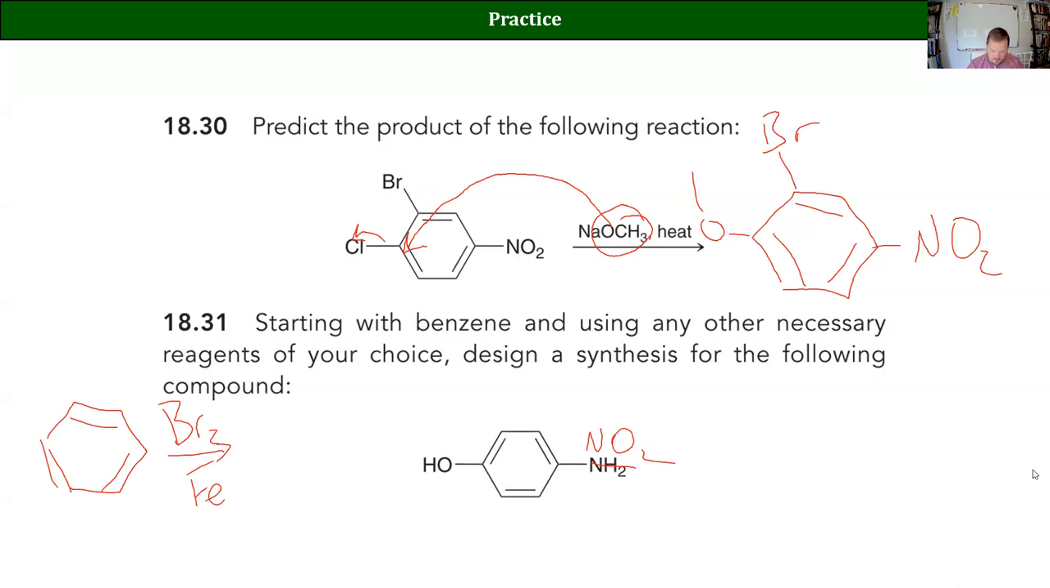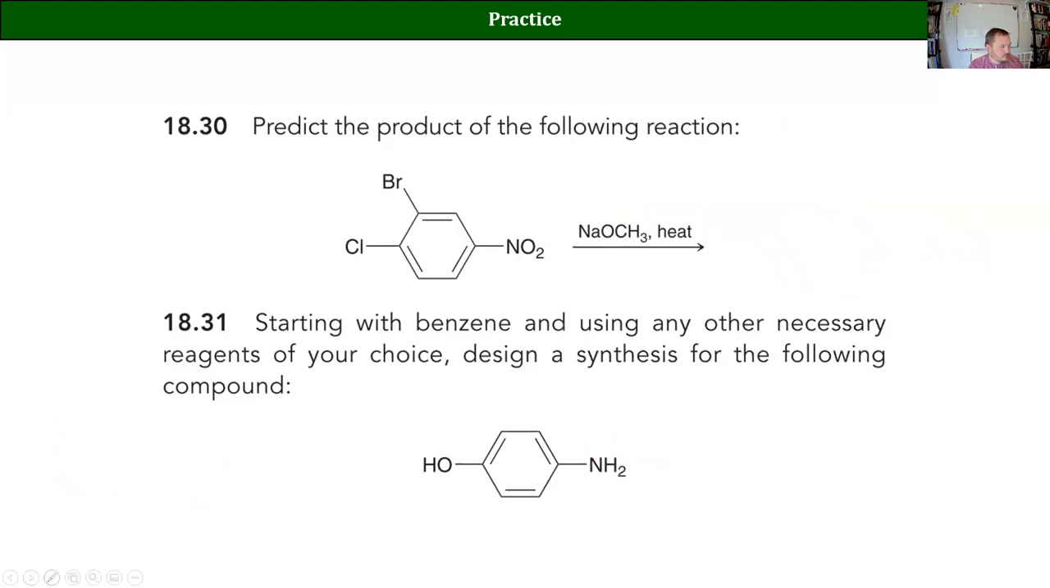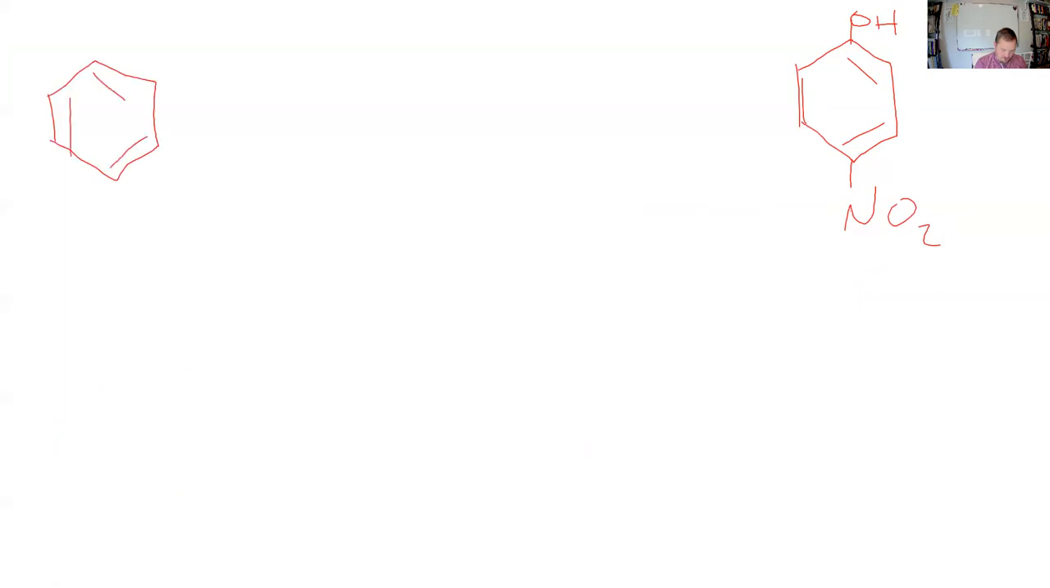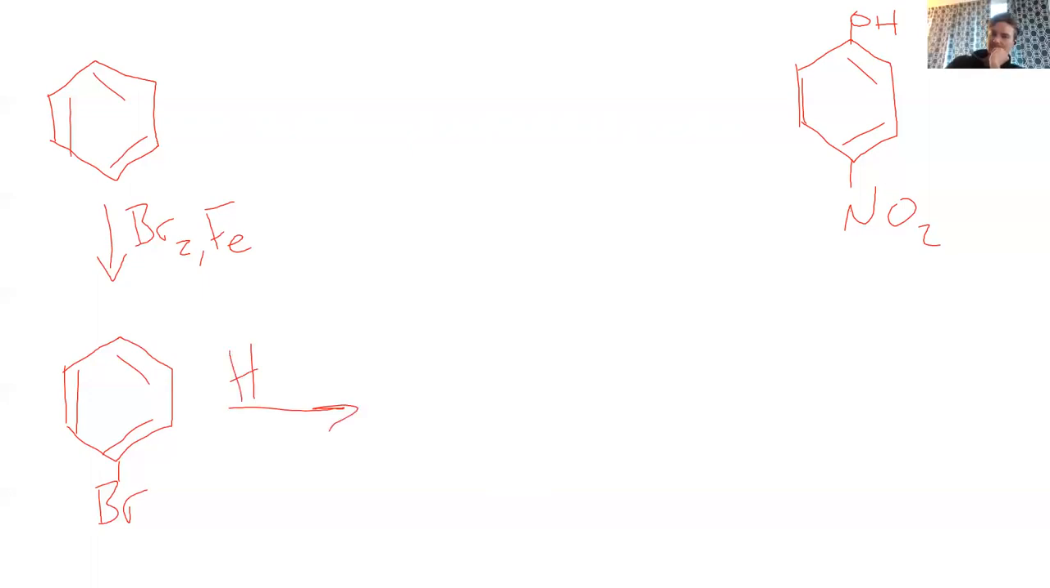And actually, let me clear this and get a white screen here. So we're trying to get to para-nitrophenol. So if we start with benzene, bromine and iron will give us bromobenzene. Then what do we need to do? The nitric acid and sulfuric acid. Yep.